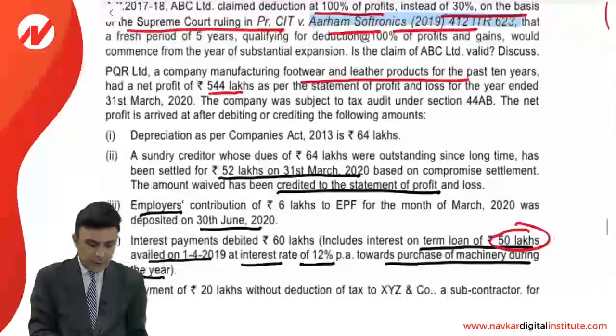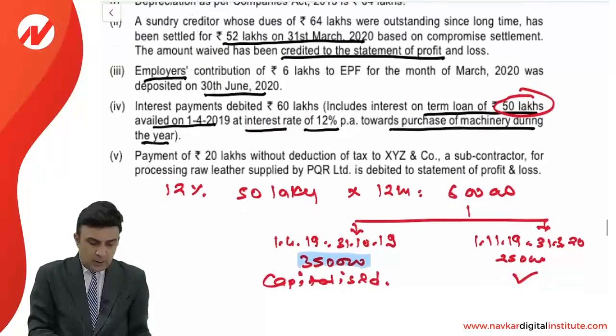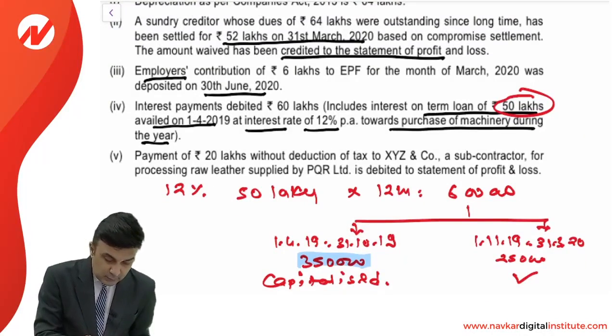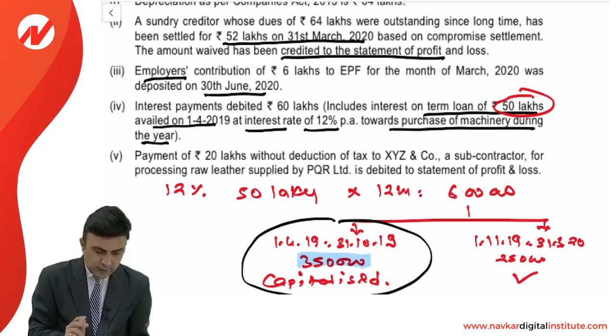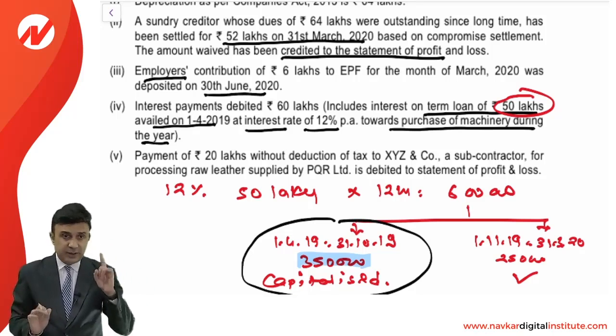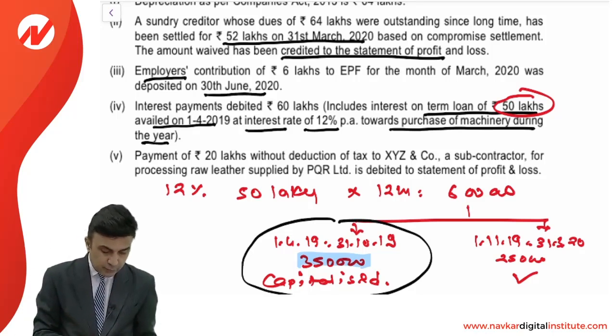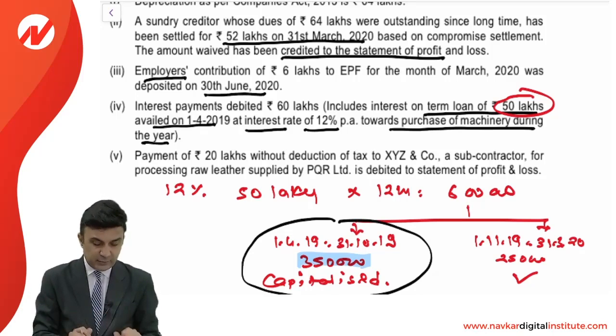3,50,000 rupees. Now listen, don't forget, friends, this needs to be capitalized, so it will help me in the depreciation. So do not forget this working note. I'm solving it in rough.